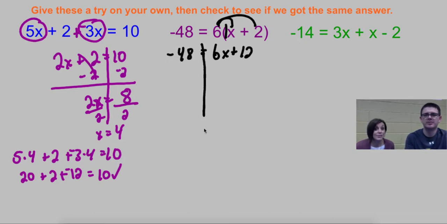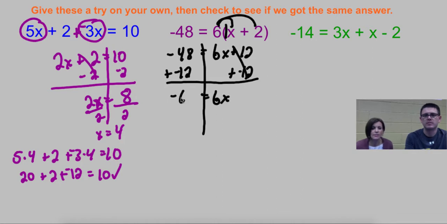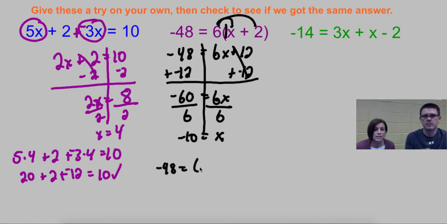We're going to add a negative 12 to both sides. Because subtraction and a negative don't get along. 6x is now going to be equal to negative 60. Dividing both sides by 6, x is equal to negative 10. Using the order of operations, we're going to put negative 48 is equal to 6 times negative 10 plus 2. Negative 10 plus 2 is negative 8. Negative 8 times 6 is indeed negative 48, and it checks out.